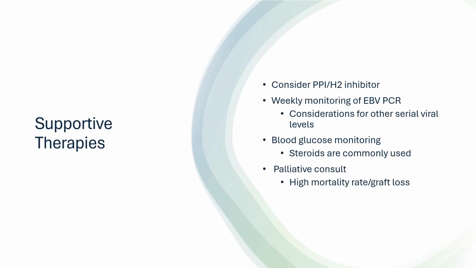It is really important to consider supportive therapies. As we saw in the one statistic, I said that 87% of the patients, based on what we can find in the literature, will unfortunately succumb to ultimately something from this disease process. So we need to make sure that we're consulting palliative. I know I have that on here last, but it definitely should be first. There's a high mortality rate and a high rate of graft loss, so it is really important that we get them involved when we first start talking about this.